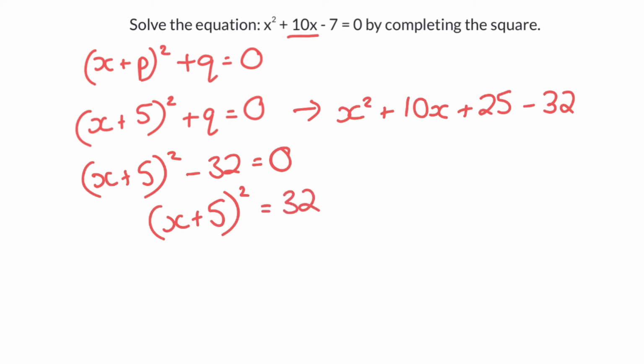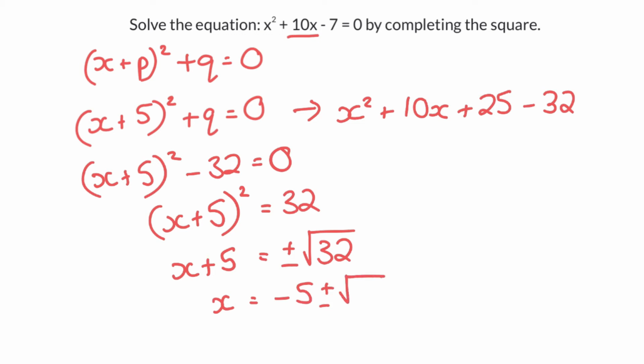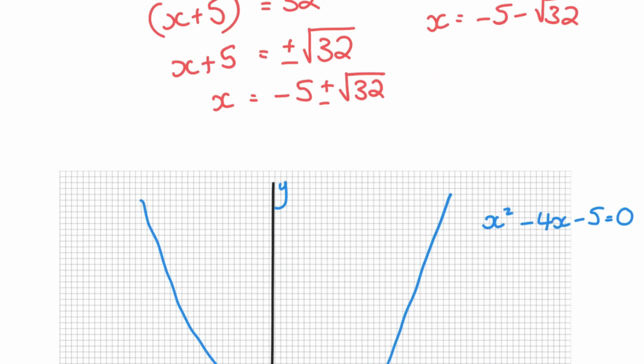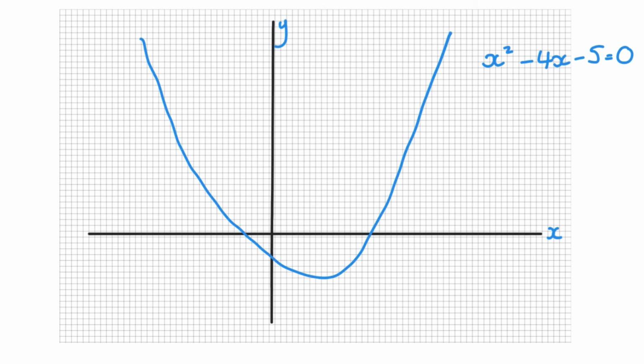We can square root both sides to give us x plus 5 is equal to plus or minus the square root of 32, and we can minus 5 from both sides to give us x equals minus 5 plus or minus the square root of 32. So x equals minus 5 plus the square root of 32, and x equals minus 5 minus the square root of 32. The last way you might be asked to solve quadratic equations is by using a graph.